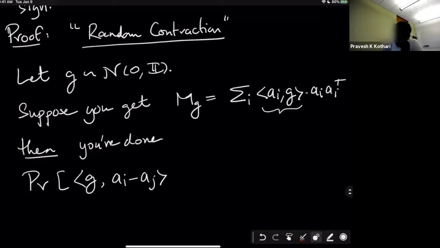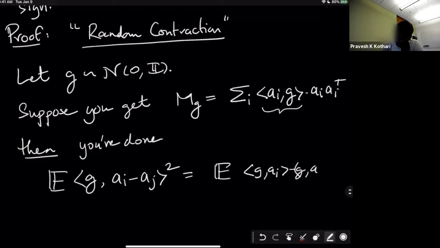So, what's the expectation of this random variable? I'll not be too detailed, but let's maybe discuss a little bit. What's the expectation of this random variable? Notice that this equals the expectation of (g·a_i minus g·a_j) squared. Okay, so this is the difference between two of the entries, right?